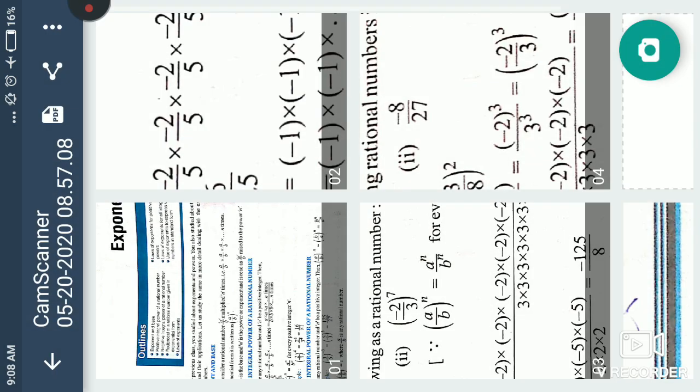Understand? Simply, it will also be solved the same way. Firstly, find out the factors of 8 and the factors of 27. Then you will solve it. This is the homework for you. Complete it and send it to me. Okay, that is enough for today.